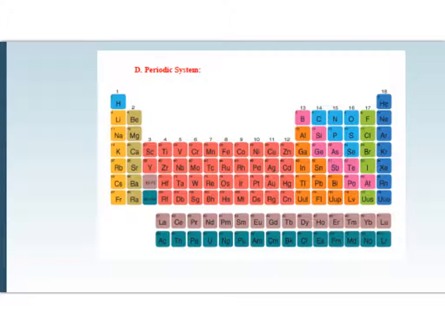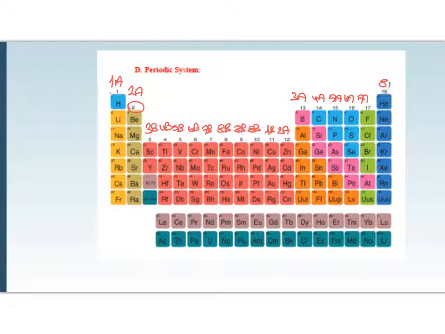For example, this is written 1 here, this is written 2 here. In fact, mostly you have seen that this is 1A, this is 2A, then comes 3B, remember? Then 4B, 5B, 6B, 7B. Then you have 3 8B groups. Then you turn back to 1B and 2B. When you are finished with these transition metals, you pass to 3A, 4A, 5A, 6A, 7A, and 8A.